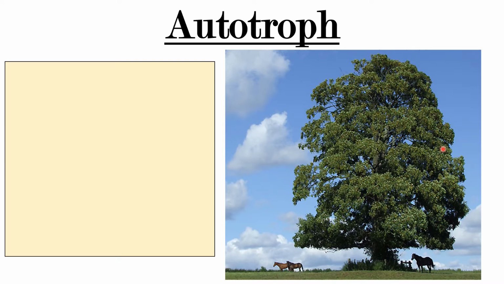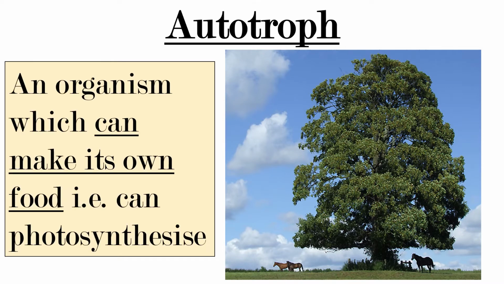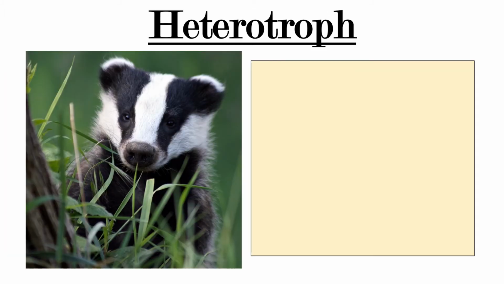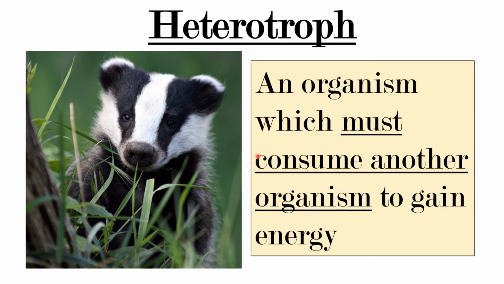So first of all, autotrophs. So there is an example of one, and an autotroph is an organism which can make its own food. More commonly we've called them producers in biology up to this point, but you can also say autotrophs. So if that's an autotroph, then you've probably been able to work out that a heterotroph is an organism which must consume another organism to gain energy. So you and I are heterotrophs.